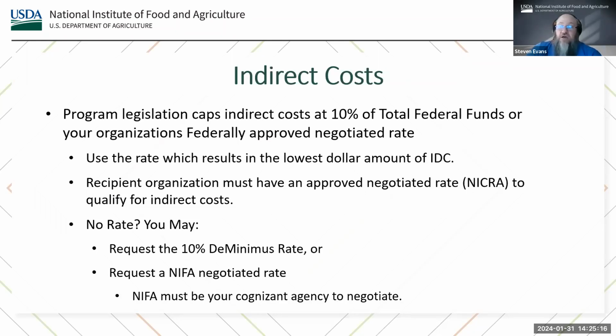On indirects, the program has a cap put on by legislation that is 10% of total federal funds. And in NIFA AMD, we take the lowest of the IDC amounts, which means if you are a university, you would have an approved NICRA. So we'll take the lower of the 10% or the approved NICRA. If you are a nonprofit that does not have a NICRA, we'll end up using the 10% de minimis rate. So we'll take the lower of a 10% total federal funds or 10% de minimis rate.